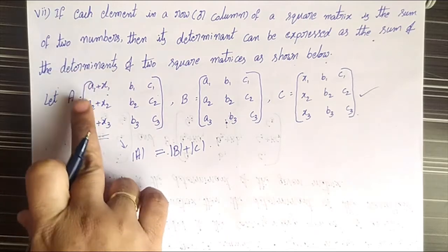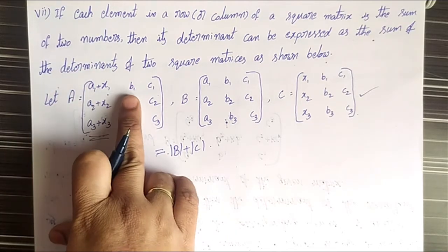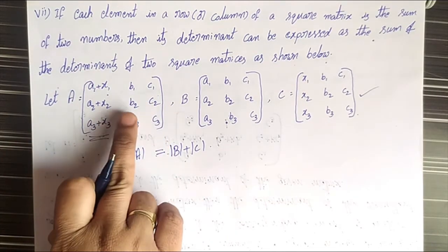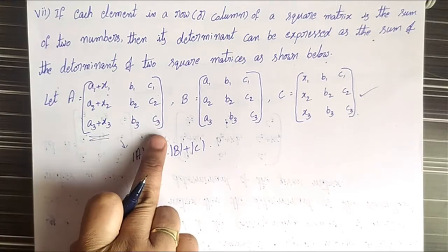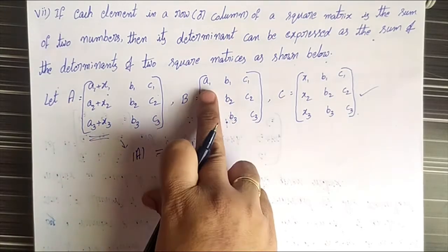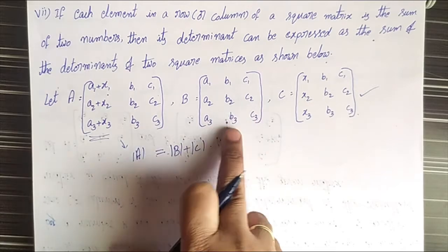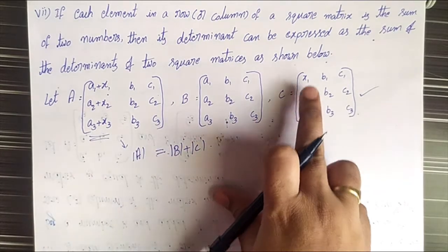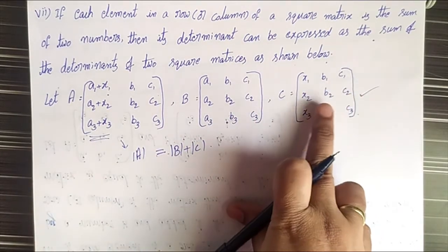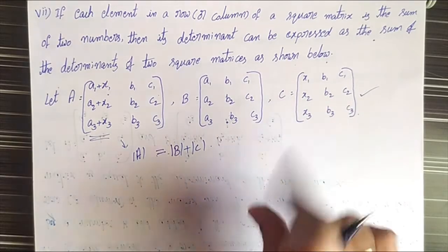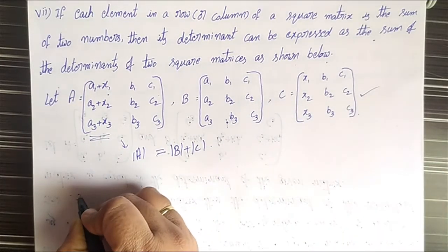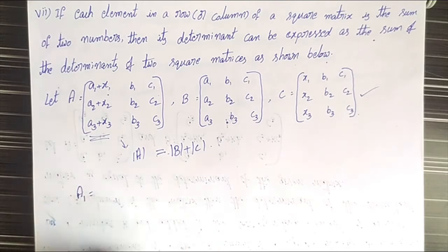That means the determinant of A1 plus x1, B1, c1; A2 plus x2, B2, c2; A3 plus x3, B3, c3 is equal to the determinant of A1, B1, c1; A2, B2, c2; A3, B3, c3 plus the determinant of x1, B1, c1; x2, B2, c2; x3, B3, c3. In the same way, here we take capital A1 in a row.